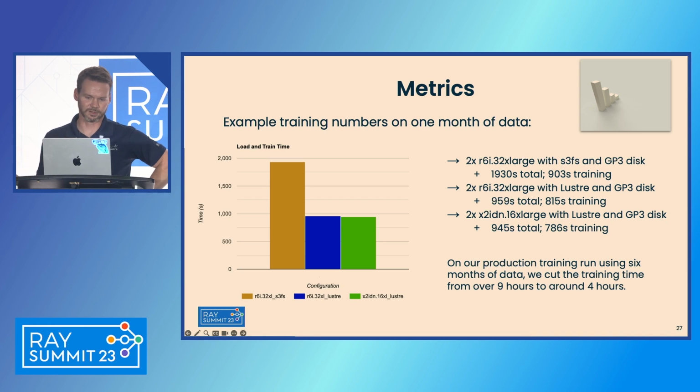Here's just an example. I trained on 1 month of data just to get some numbers for this presentation. All of these instances have 1 terabyte of memory each, so I put 2 of them together for 2 terabytes. In this example, it took about 32 minutes to load all the data from S3 and train on it in the default example where it was using S3FS. But then moving to Lustre, that cut that in half, and we got a small reduction in the pure training time as well, because it's a little more efficient.